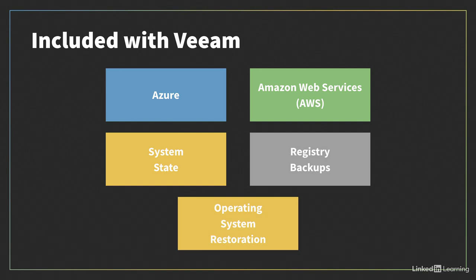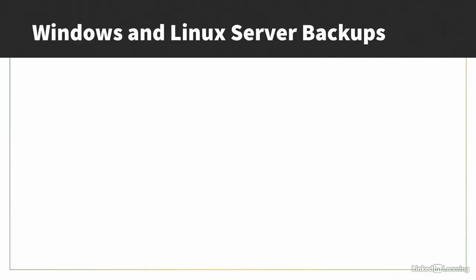And we do that with restoration. We can restore an entire operating system. And that includes not just files and folders, but it can include Active Directory, as well as many other files that make up that operating system. You don't have to do it that way. You can also just back up and restore individual files and folders, and you can also do this with virtual machines. So why is it important to know Windows and Linux server backups?